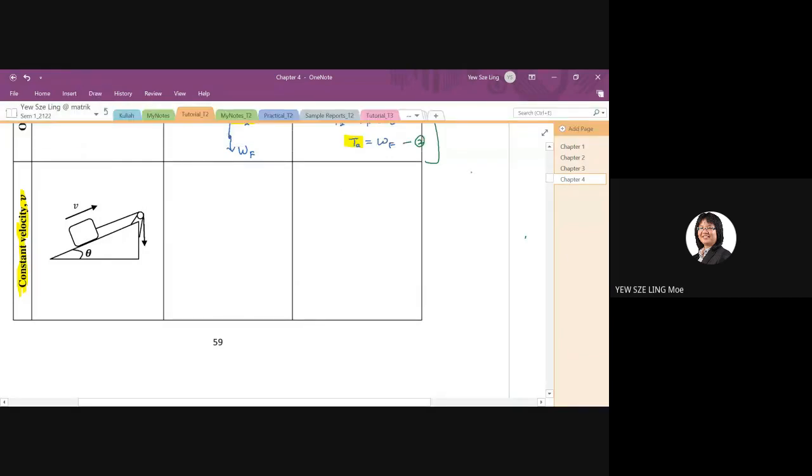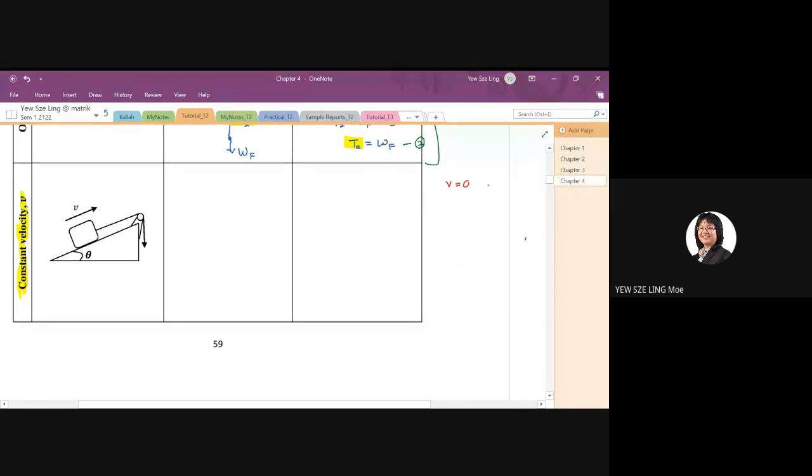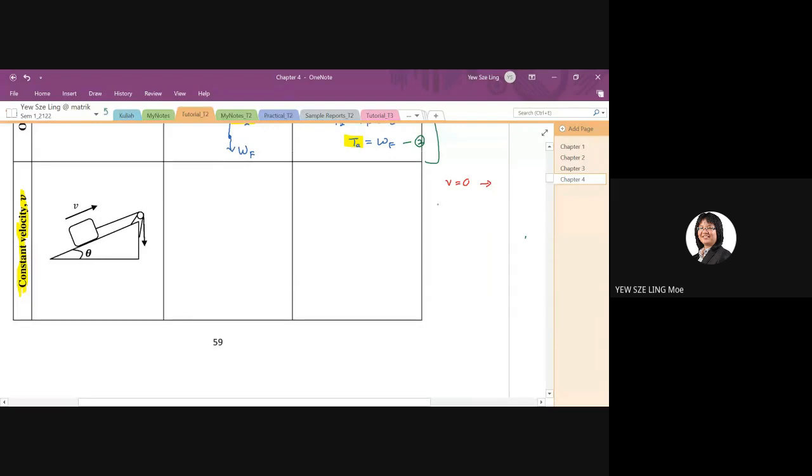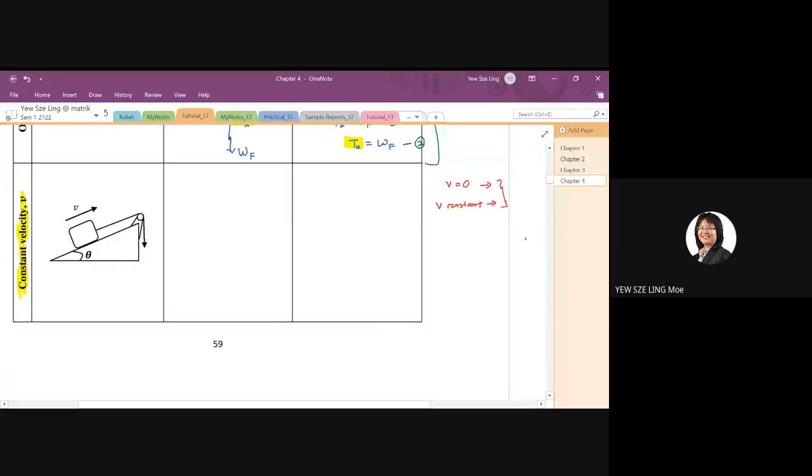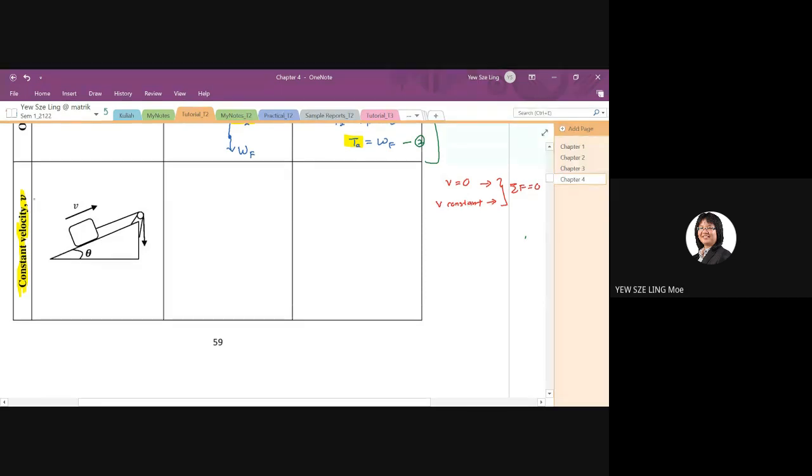If you recall the conditions in Newton's law, if the object is at rest, not moving, v equals to 0, we apply the first law. And the second possibility is if your object is moving with constant velocity, we also apply Newton's first law, summation F equals to 0. So it is very important to check the information given, to check the conditions given in the question. So given constant velocity, we know that we have to apply Newton's first law in our calculation.